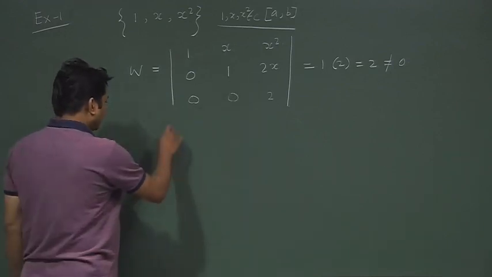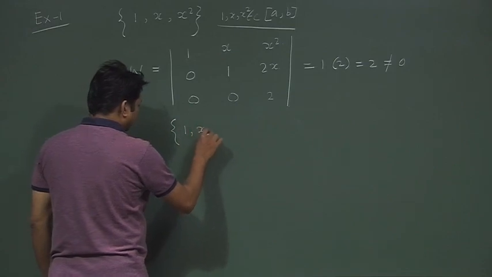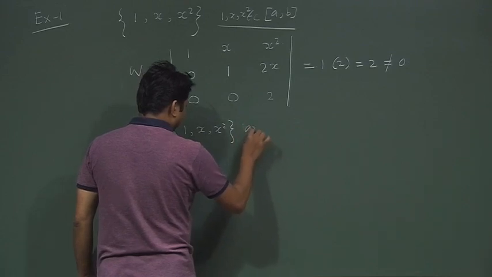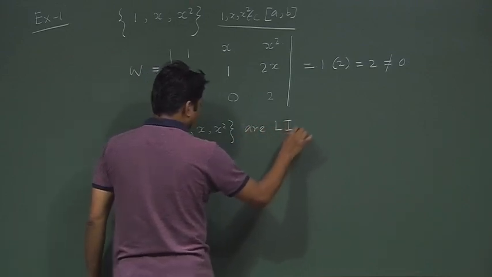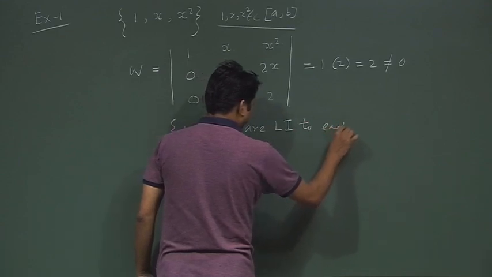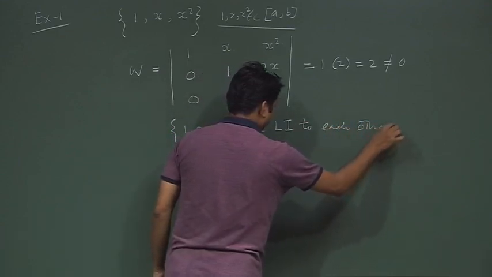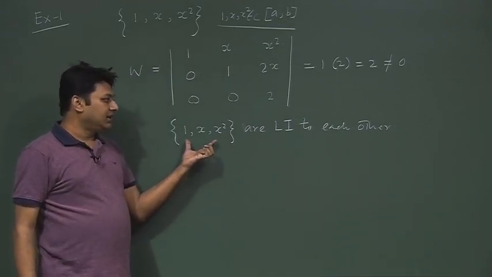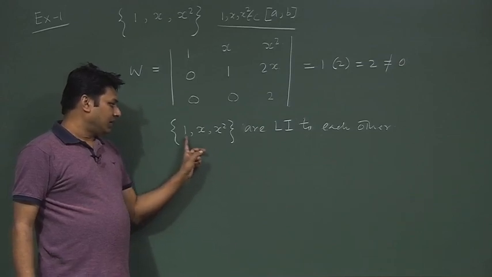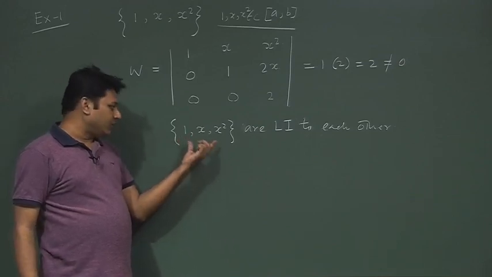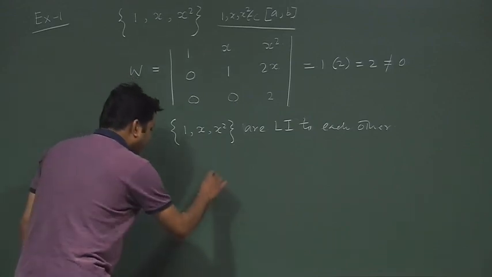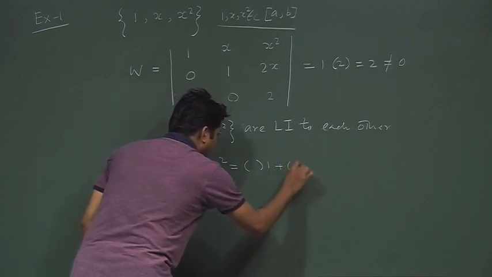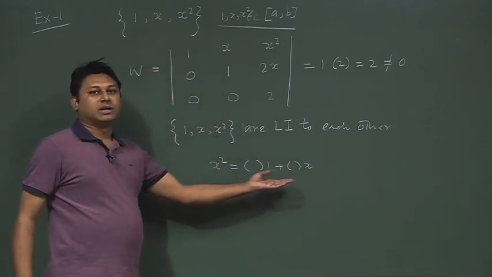That essentially means the set of functions 1, x, x square are linearly independent of each other. You should also appreciate the meaning of a linearly independent set of functions. It means any one of these functions cannot be written in terms of the other functions. So I can't write, for example, x square as some coefficient times 1 plus some coefficient times x.